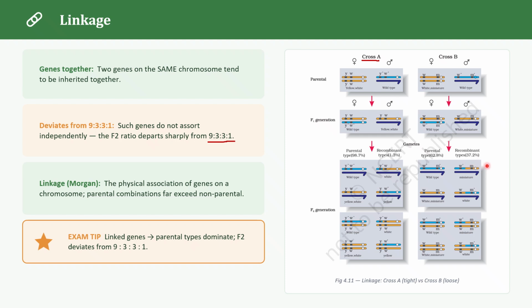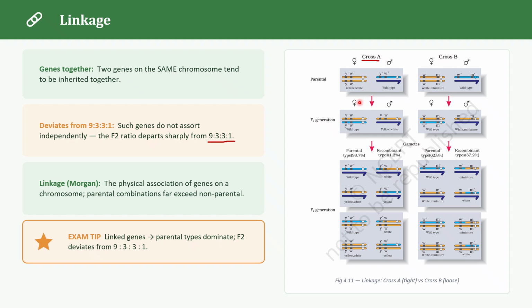And what is the importance of this experiment? See, Morgan's experiments proved that genes are physically located on the chromosomes. We know that genes are physically located on chromosomes, and genes on the same chromosome show linkage. This is the same chromosome only, no? Here one gene is there, here one gene is there. So genes on the same chromosome show linkage.